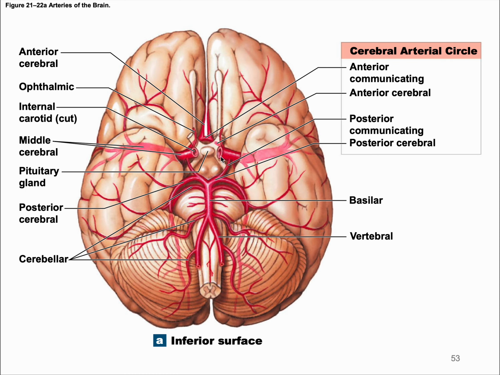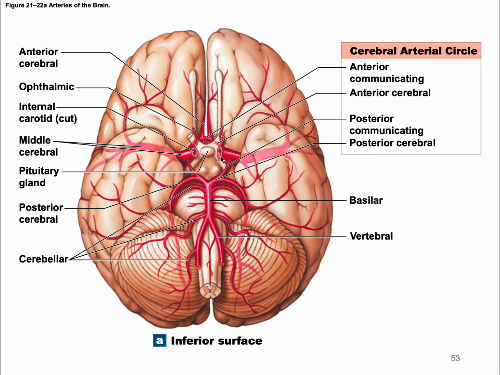Which will surround the medial or middle portion of the cortex or cerebrum. And also, you'll have a posterior cerebral artery, but this one's a little bit different. It actually branches off from the vertebral artery. So now we have to talk about the vertebral artery. We have two, left and right.